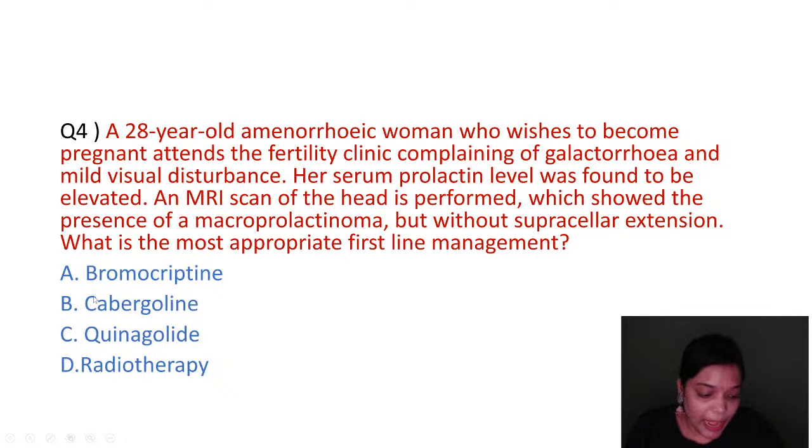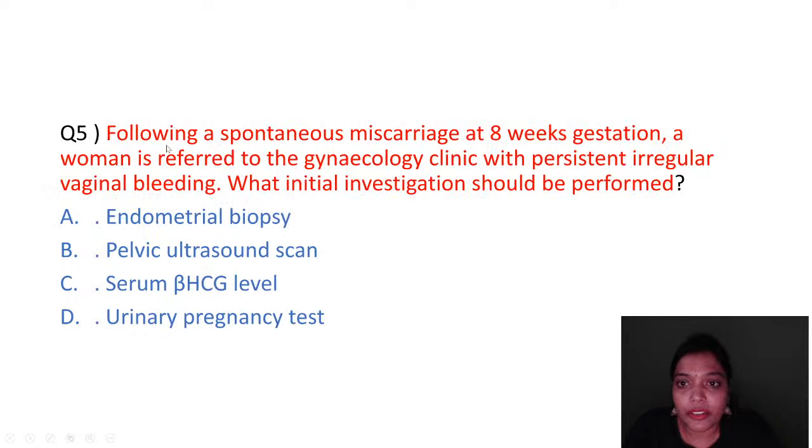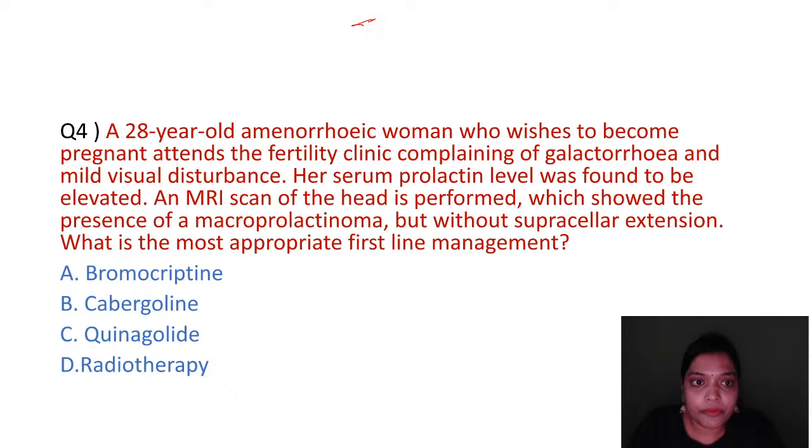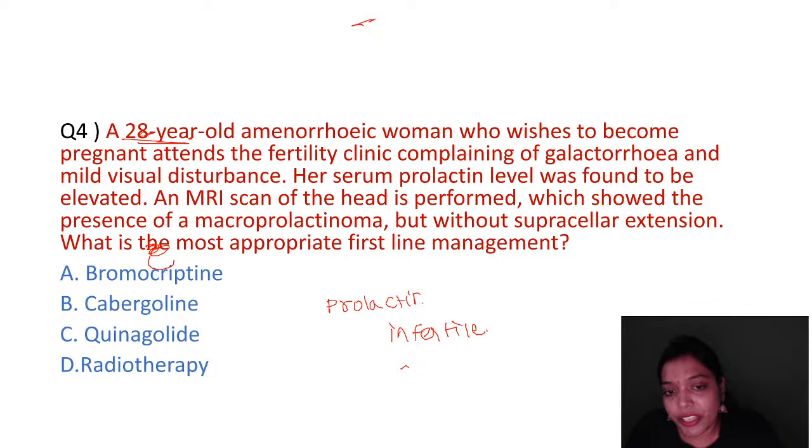Right, so I have the answer of cabergoline as of now. So I have a few students answering A, a few students answering B. Right, so first and foremost, she is 28-year-old. She wants to become pregnant, so she is infertile. I think the diagnosis is very clear that we are speaking about the prolactinoma. The simple question here is, when you have prolactinoma plus infertility, what is your drug of choice? Is it cabergoline or is it bromocriptine?